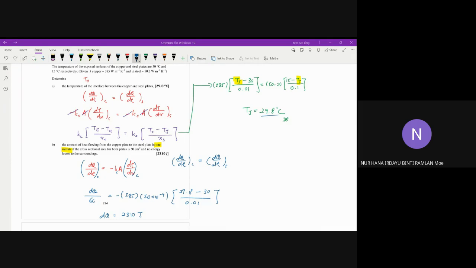Madam, boleh tak Madam explain macam mana dT tu dapat 60? Where did I write 60? The dQ over dt is per minute. For dt, 1 minute is 60 seconds, right? Yes. Okay, faham. As a unit. Okay, thank you, Madam.